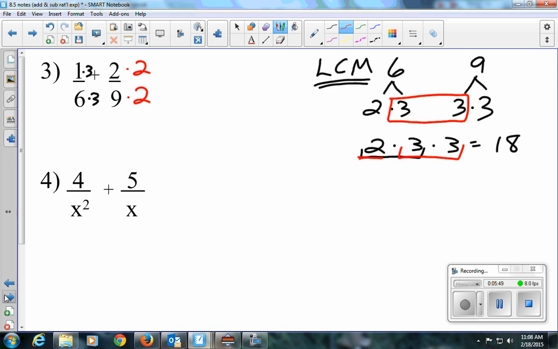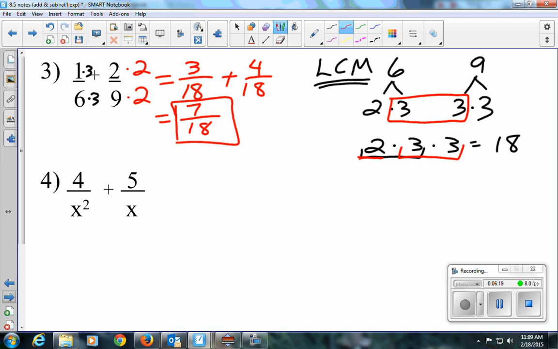Because 2 over 2 is equal to 1. So I'm not changing the value, I'm just changing the form. Okay, so 3 times 1 is 3, 6 times 3 is 18, 3 times 2 is 4, 9 times 2 is 18. Now I have a common denominator, so I add the numerators, and I say 7 over 18. That won't simplify, I'm done. Okay? So that gives us a process that's going to work no matter how many different weird factors we might have.